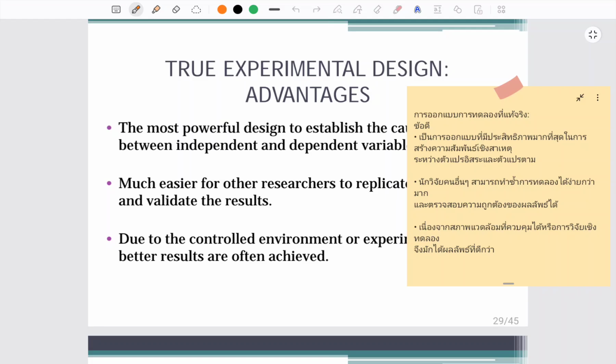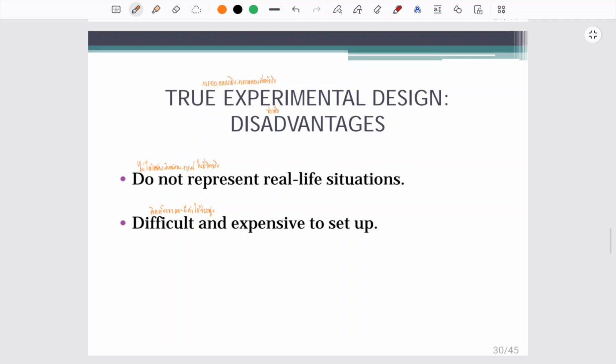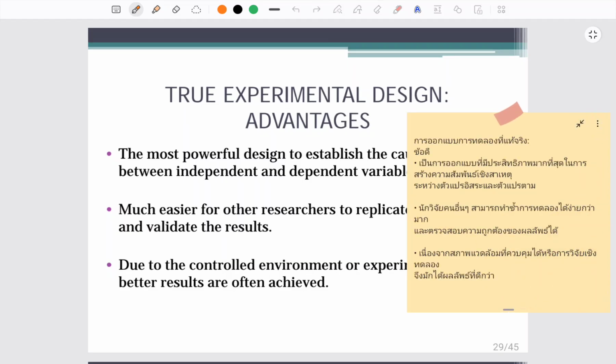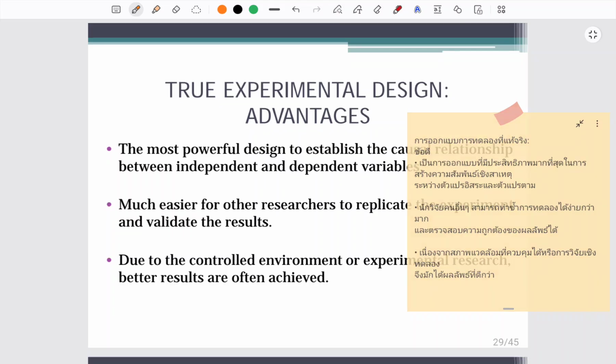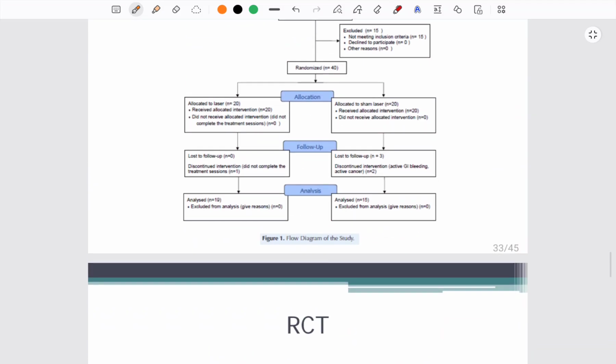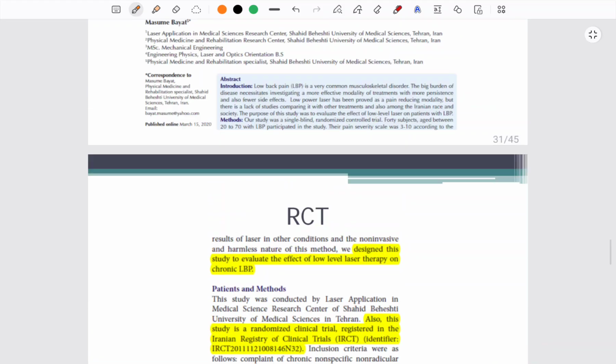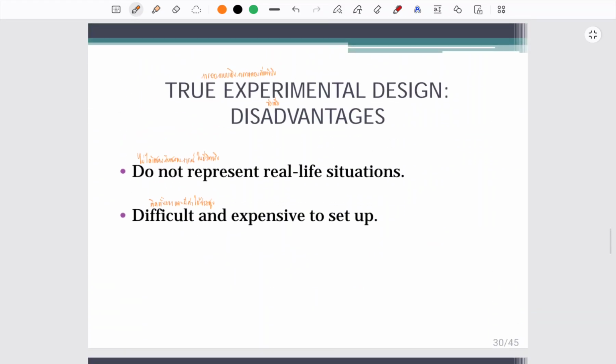For the disadvantages, the first one, the result from the experimental study may not be able to apply to real life situations. And it may be difficult or expensive to set up. Expensive? Very expensive, like TMS. But in your case, maybe it is still able to apply to the real world, because the subject still has to come into the room and apply the instrument. But some interventions may not be able to apply in the real world.